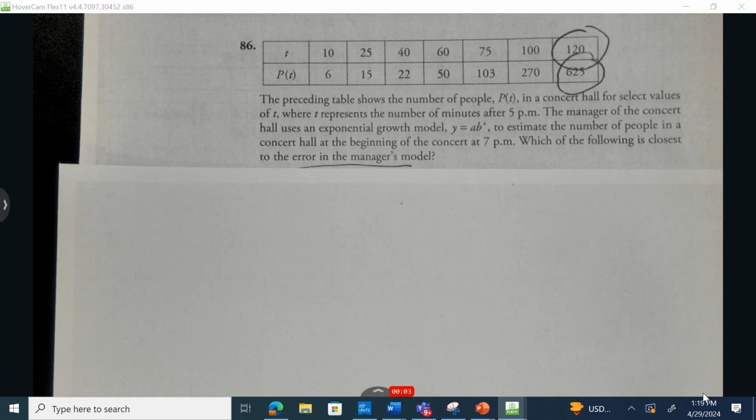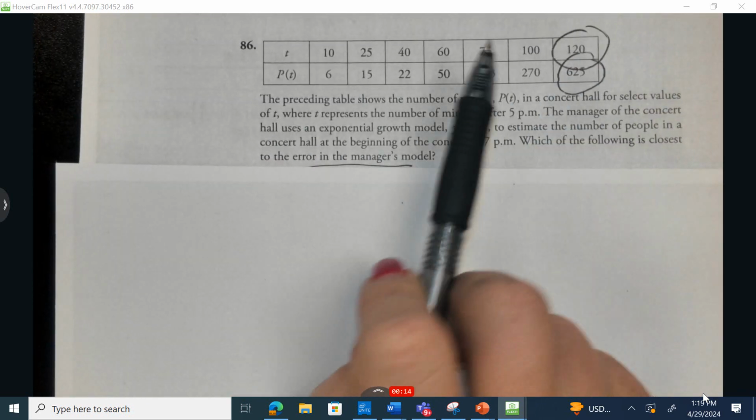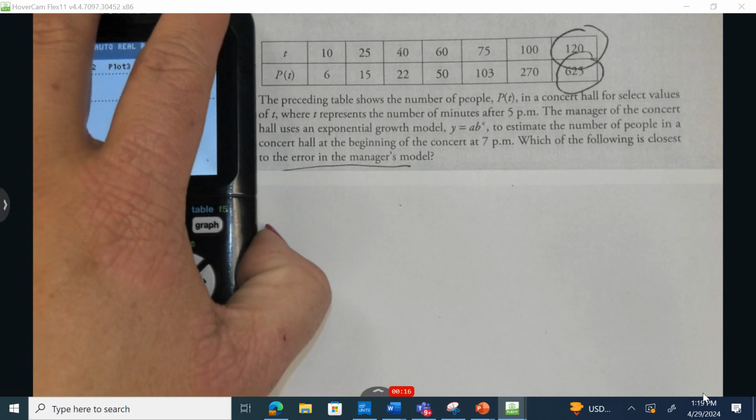In this problem, it talks about the number of minutes after 5 p.m. and then the number of people represented by P of T. Again, the number of minutes after 5 p.m. is up top, and then we are going to compare that to what this models.